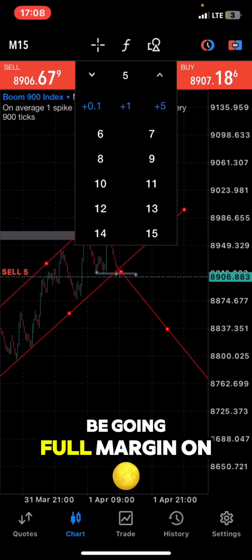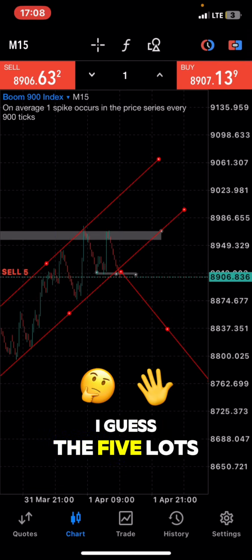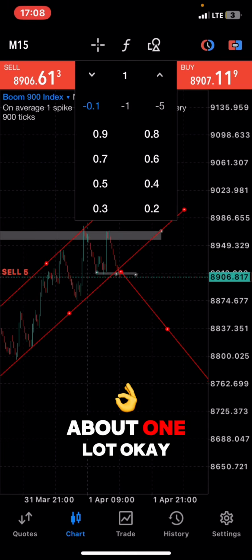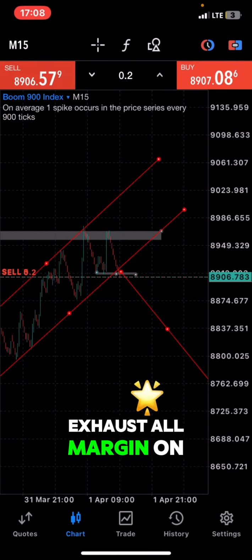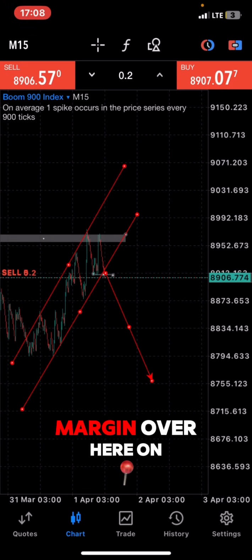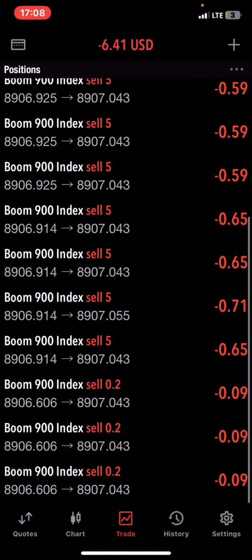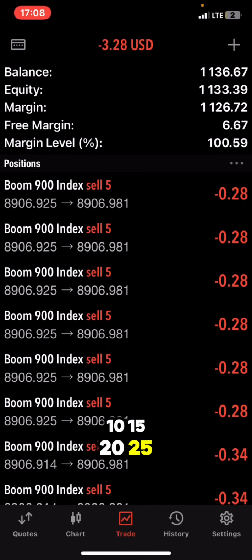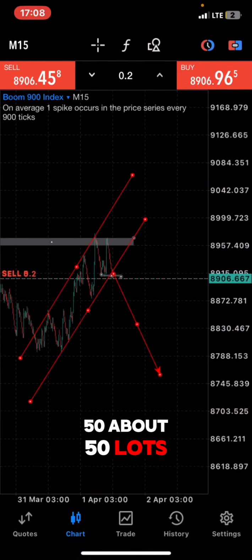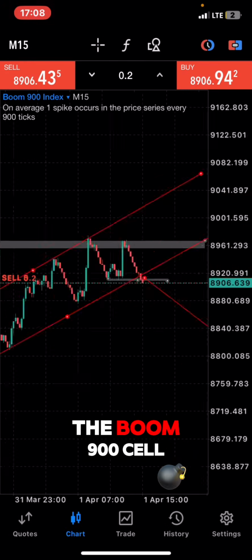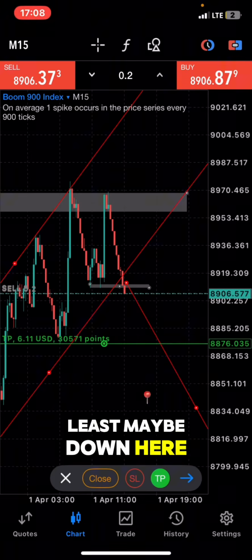We are going to be going full margin on this trade. I guess the 5 lots were enough. What about 1 lot? Okay. We are trying to exhaust all margin on this trade. We are going full margin over here on this setup. We have 5, 10, 15, 20, 25, 30, 35, 40, 45, 50, about 50 lots on the Boom 900 sell. We are expecting price to sell to at least maybe down here.